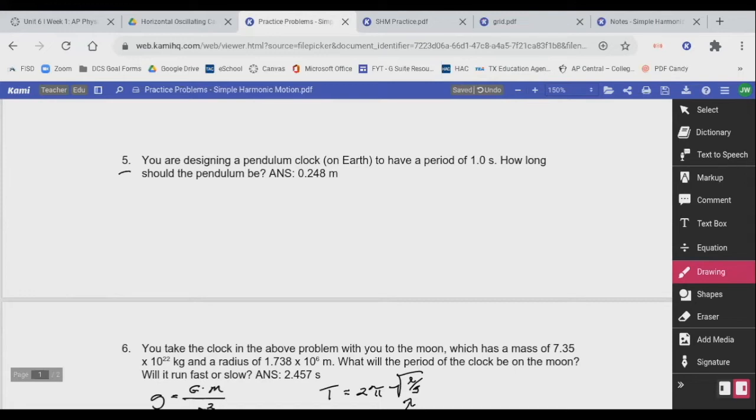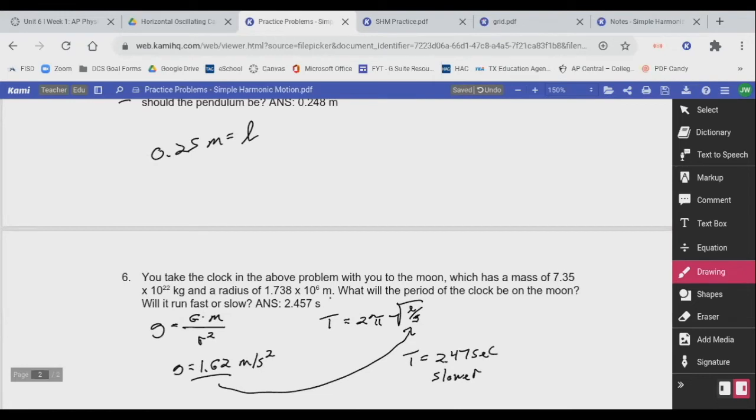So if I go back to mine, in number 5, I was able to determine 0.25 meters equals my length. On number 6, the radius here is the radius for the moon, not the length of the pendulum. That'd be a really long pendulum. You have to see that because it says take the clock from the above problem. It's one of those tricks. If you look past that and you're looking just at the numbers, you've lost some information and you wouldn't be able to complete this problem without seeing that.